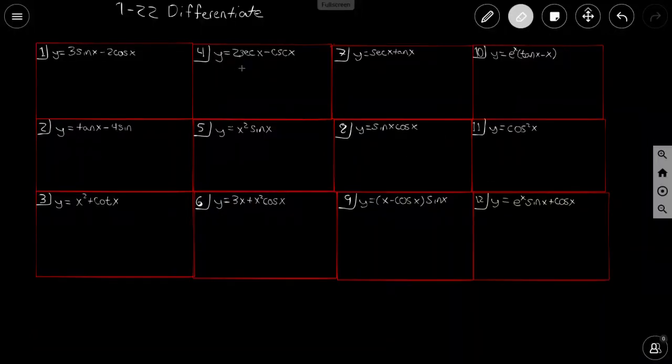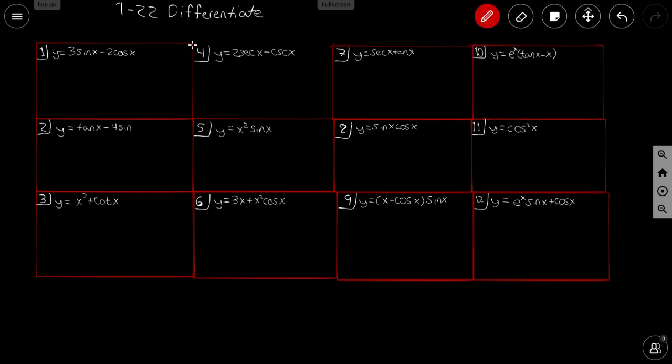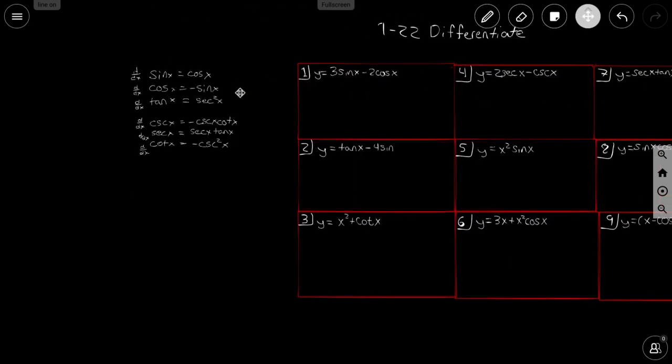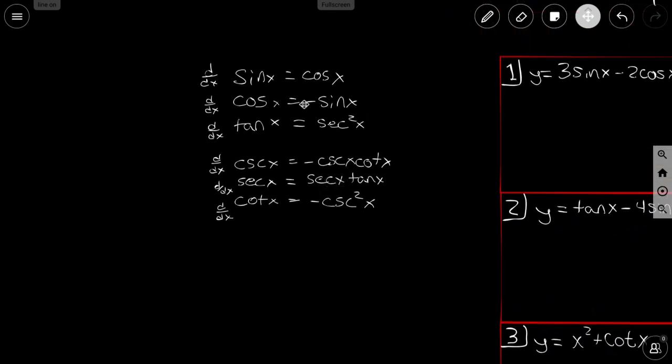So we're asked to differentiate these problems. I'll go ahead and start by showing the derivatives that I'm going to be using. These are the derivatives I will be using. A pattern from these three derivatives is that if it starts with the c, then the derivative is going to be negative.